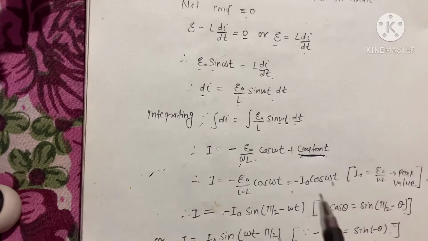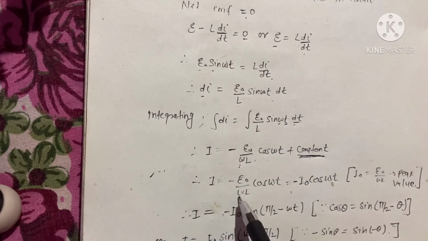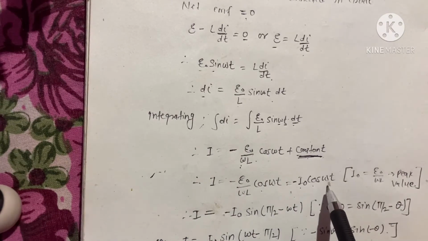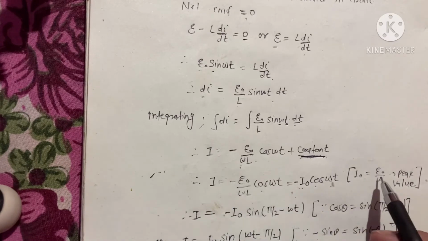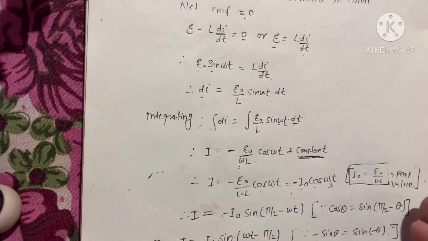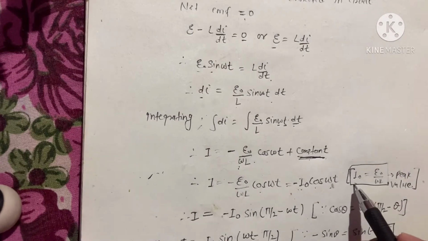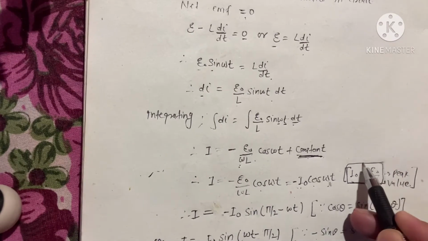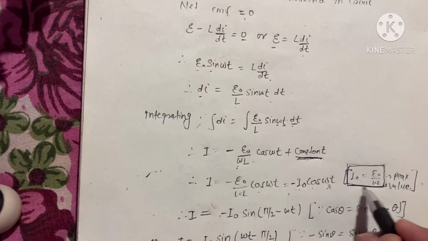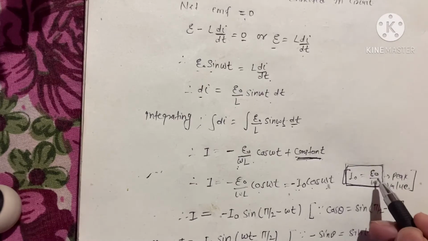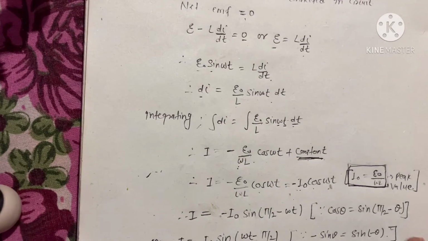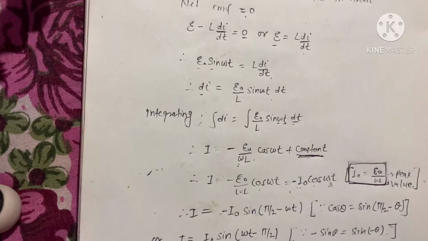Now we can write I is equal to minus E naught by omega L cos omega t, which is equal to minus I naught cos omega t, where I naught is equal to E0 by omega L. That is I naught, the peak value of current. This is a very important equation, students. Later on we will use it, so you have to take care of it. I0 in case of inductor is equal to E0 by omega L. You have to remember this equation, for the time being.